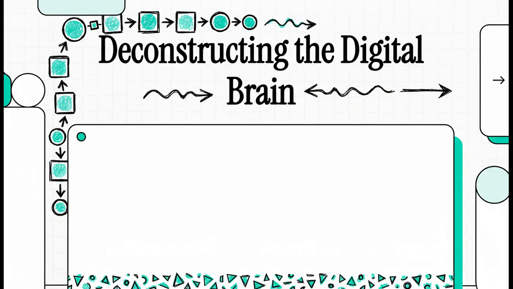Okay, let's dive right in and deconstruct the digital brain. In this explainer, we're going to get under the hood and see how an artificial neural network actually works. We're going to break down how these systems go from being just a collection of really simple, almost dumb little parts into a powerful tool that can learn and make some seriously impressive predictions.